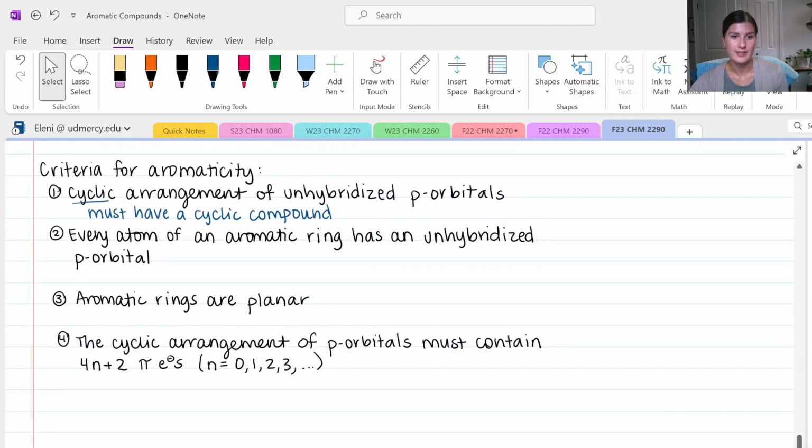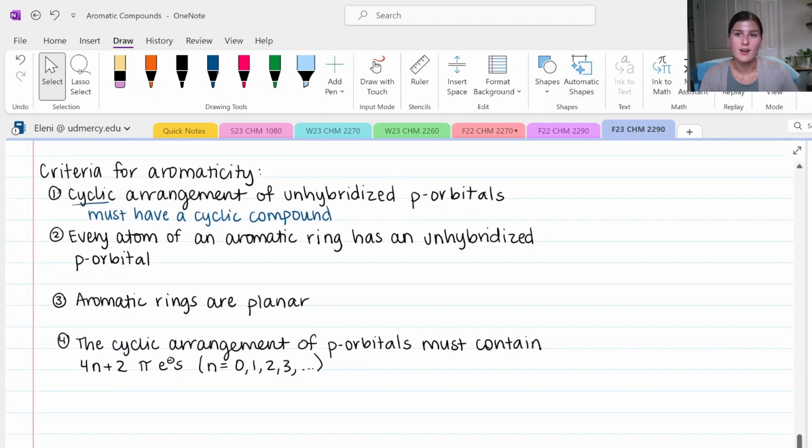Criteria number 3, aromatic rings are planar. That happens when we have all sp2 or sp hybridized atoms. We'll mostly be looking at sp2. We have a planar molecule, so all aromatic rings are planar.